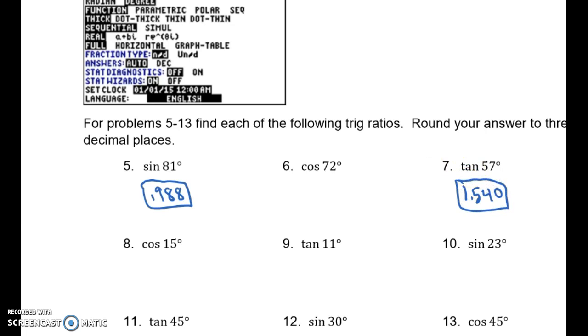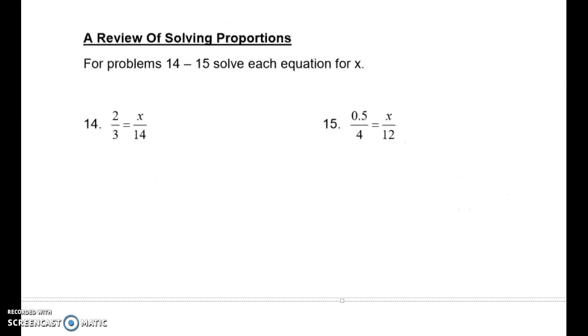be our tangent of 57 degrees. Okay? So again, really you're typing in the calculator and just making sure you're rounding appropriately. So let's practice solving proportions, because this is going to be an important skill for us, especially when we get to the next part, that we can solve those. To solve a proportion, what we're going to be doing is just cross multiplying.